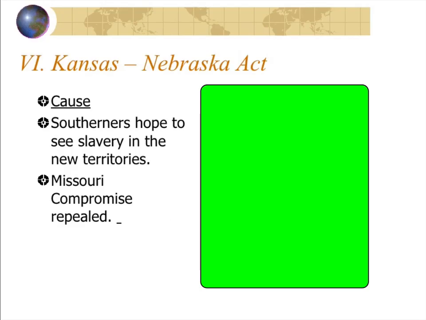What caused the Kansas-Nebraska Act? Well, the slave South hoped to gain more slave states. It just needed to take some of that territory in the North and open it up to slavery. And so if it could get the possibility of having a vote, maybe it could win the vote when those territories became states and create new slave states where they could never be created before. To do this, the Missouri Compromise has to be repealed because the territories of Kansas and Nebraska are north of the Missouri Compromise line.